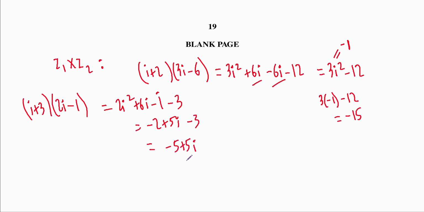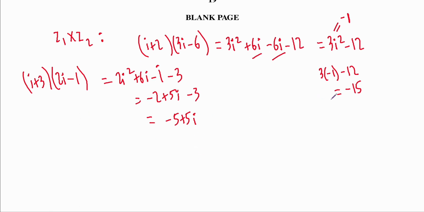So here, wait, hold on. Here we get a complex number, not just a real number. We get an actual complex number. This is not a real number. This is a real number and complex. This is complex, but not real. So what happened here? Why did we end up getting a complex number here, but we ended up getting a real number here? Why is this also not real?